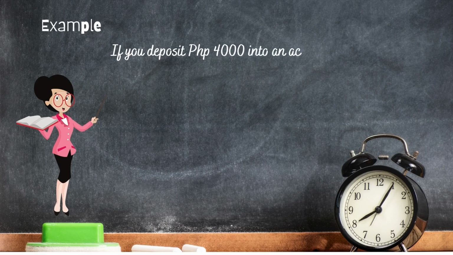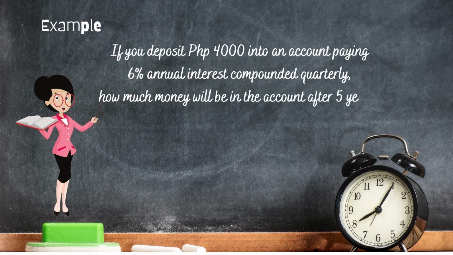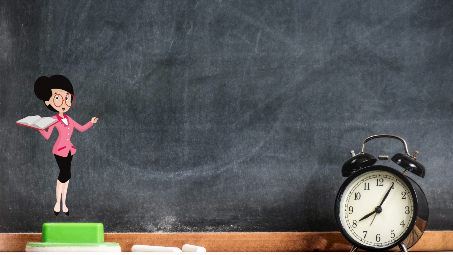Now let's take a look at this example. If you deposit 4,000 pesos into an account paying 6% annual interest compounded quarterly, how much money will be in the account after 5 years?